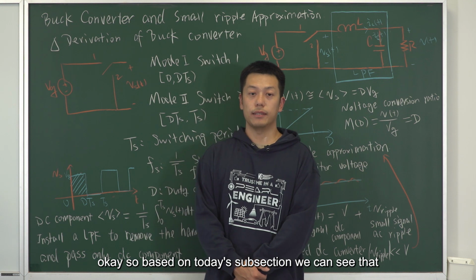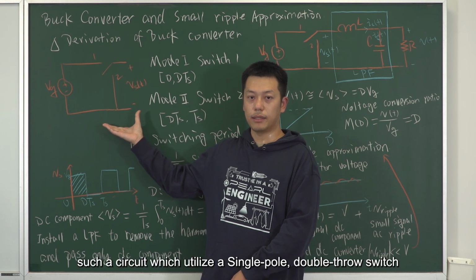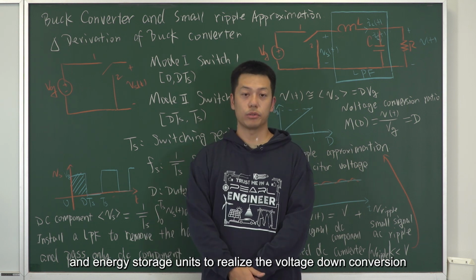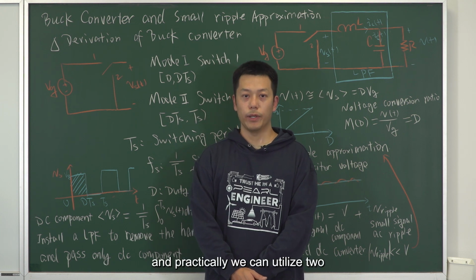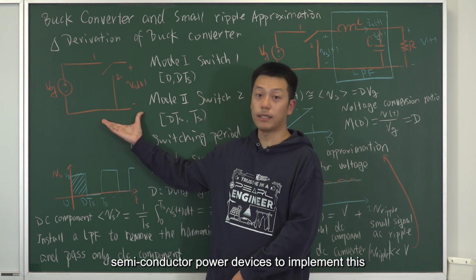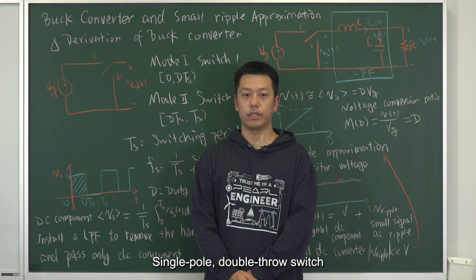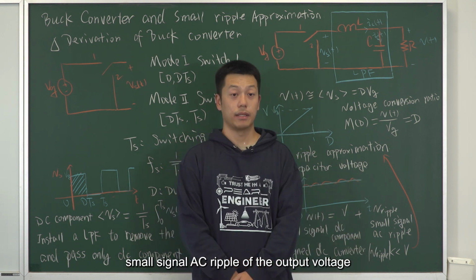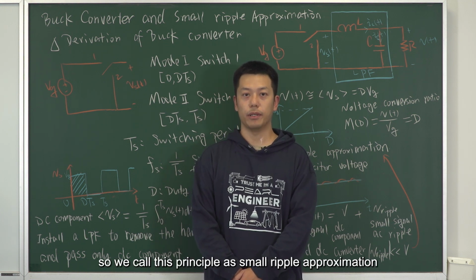Okay, so based on this subsection, we can see that the buck circuit utilizes a single pole double throw switch and energy storage units to realize voltage step-down conversion. Practically, we can utilize two semiconductor power devices to implement this single pole double throw switch. And in order to simplify the analysis, we usually ignore the small signal AC ripple of the output voltage. We call this principle the small ripple approximation.